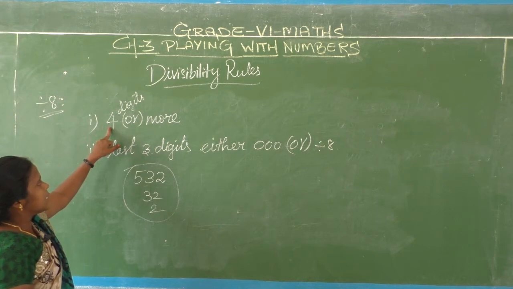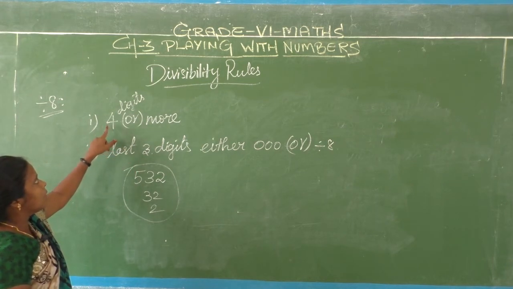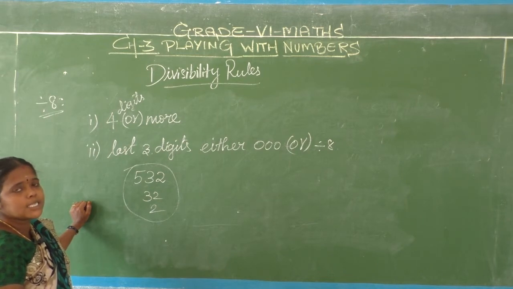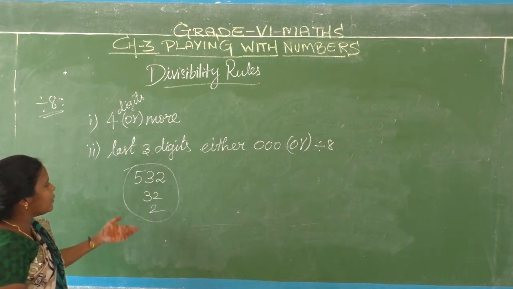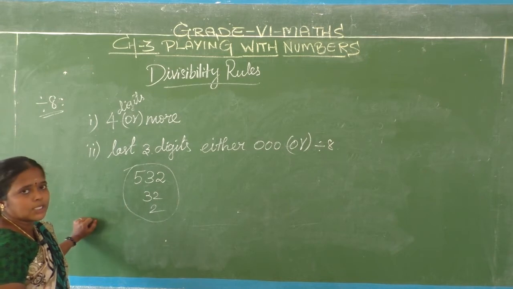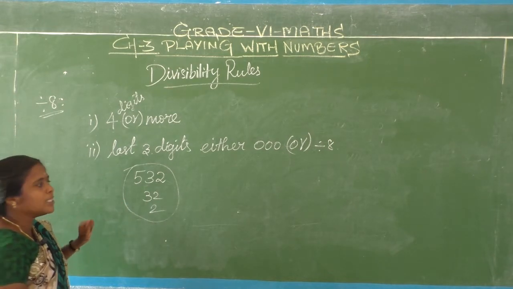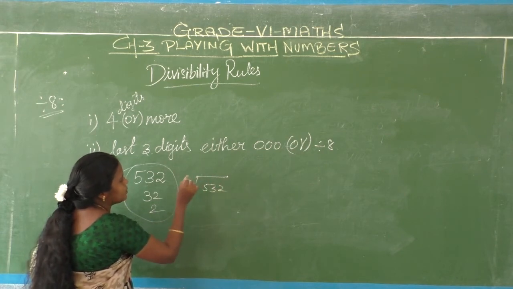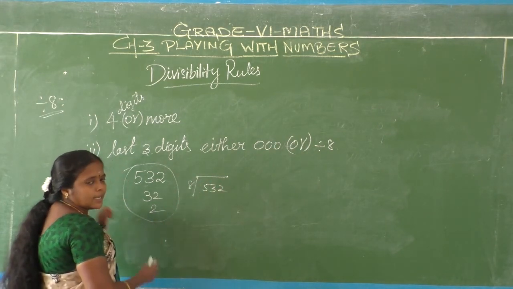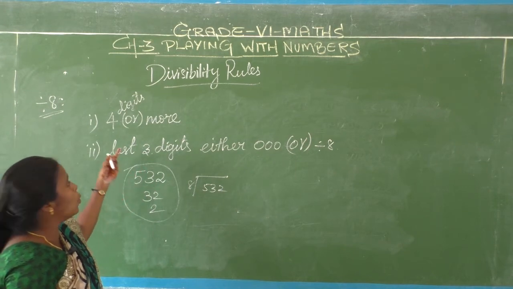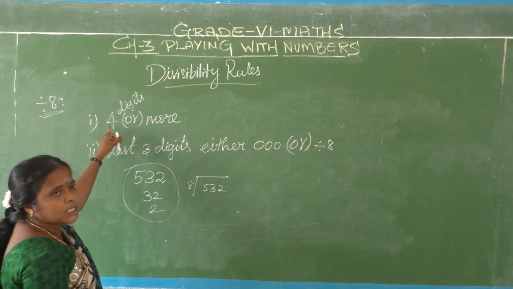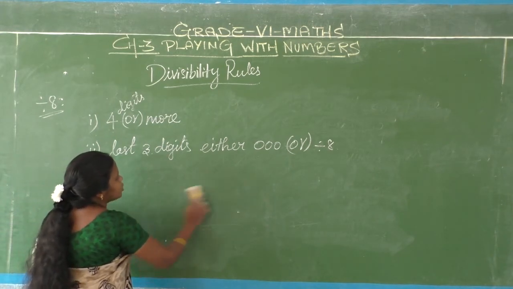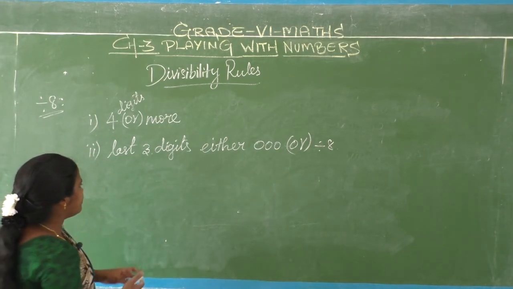The first condition, the number must be 4 digits or more than that. But we have taken 3 digits, 2 digits, single digit. Here how to solve means by normal division only. Normal division wise we can solve this. Clear? If the number has 4 digits or more only, we can apply this rule. Keep it in mind.